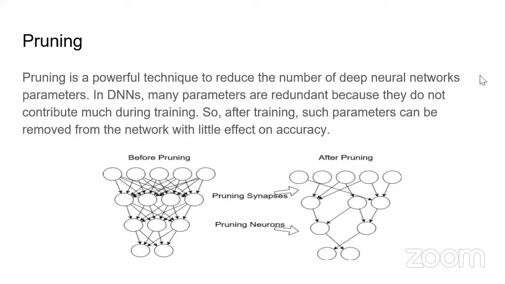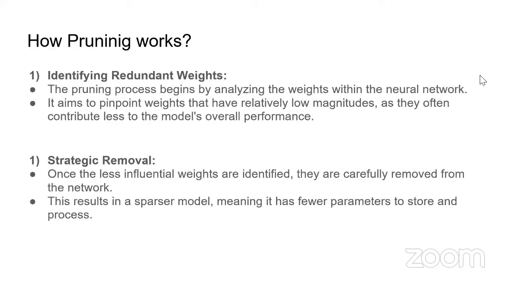Then there is pruning. Firstly, we will understand what pruning is. Pruning is a technique used to reduce the number of parameters in deep neural networks. By identifying and removing the redundant or unimportant parameters, pruning helps create a more efficient model without significantly affecting its accuracy. So what we are doing here is removing some of the redundant or unimportant parameters from our deep neural networks.